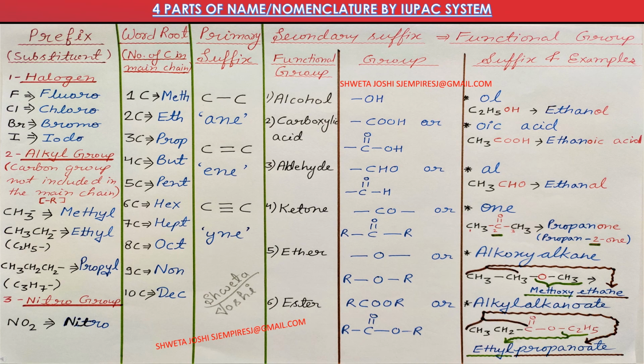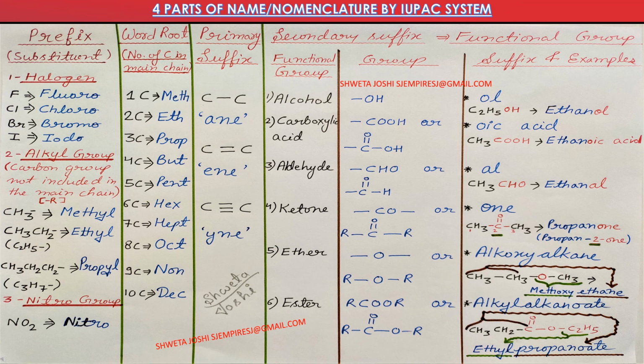There are 4 parts of a name according to IUPAC nomenclature. First part is prefix, second part is word root, third part is primary suffix, and fourth one is secondary suffix. Prefix part includes substituent group. It includes groups like halogen, alkyl group, and nitro group. In halogen, F stands for fluoro, Cl for chloro, Br for bromo, I for iodo.